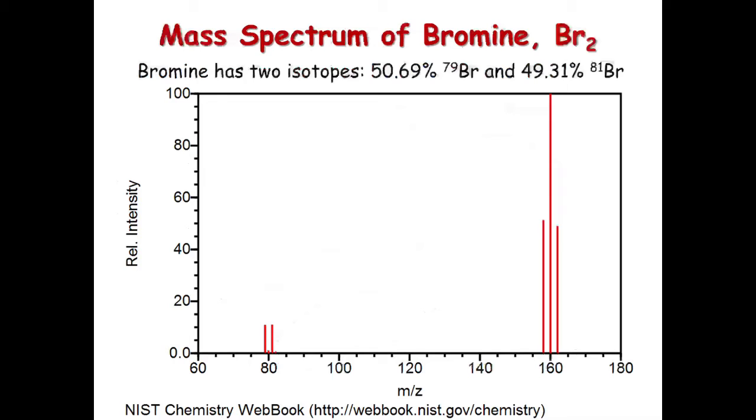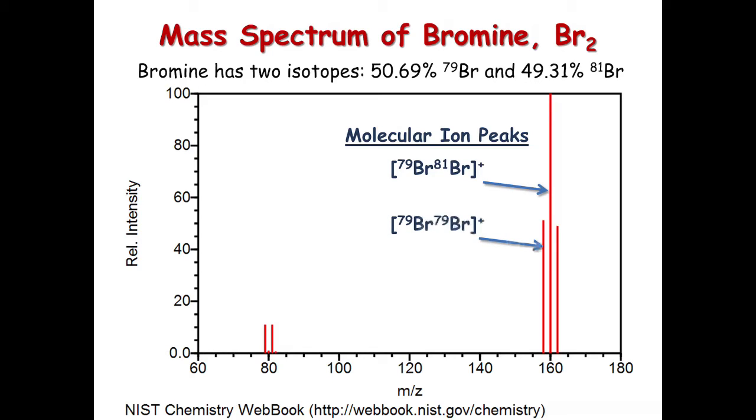If we look at bromine, there are two isotopes of bromine, which means that there's bromine with two different amounts of neutrons. And they're 50.69 and 49.31% respectively. And so when we look at this graph, we will see that the large peak is the combination, and if you take 81 and 79 added together, it's 160. That's why that's a large peak.